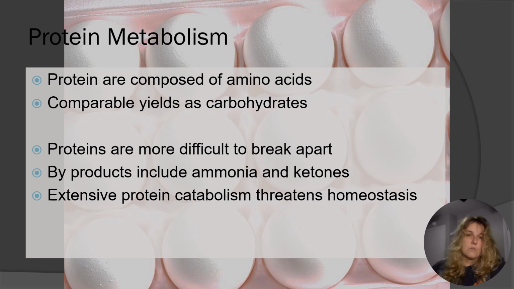Proteins are much more difficult to break apart. The byproducts include ammonia and ketones, and excessive protein catabolism can threaten your homeostasis. So, protein metabolism may be a way to go in the immediate fix, but it is not a long-term solution.